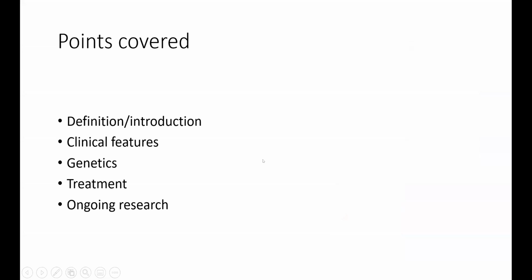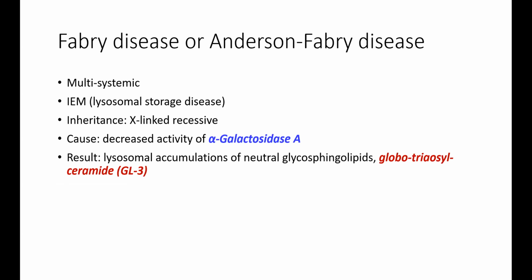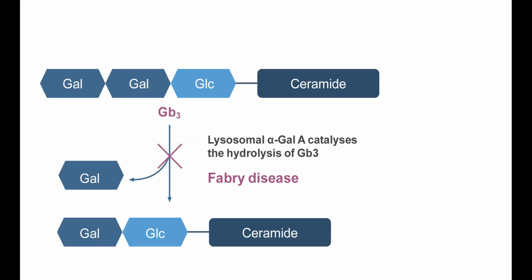Now, we'll be covering the definition or the introduction to the topic, clinical features, a quick look at the genetics, what are the treatment options, and what is the ongoing research. So Fabry disease or Fabry-Anderson disease is a multisystemic inborn error of metabolism. It is a type of lysosomal storage disorder with X-linked inheritance. The cause is decreased activity of alpha-gal A enzyme, and the result is the lysosomal accumulation of neutral glycosphingolipids, which is GL3 or GB3. So this is a simple diagram which you can use in your exams as well.